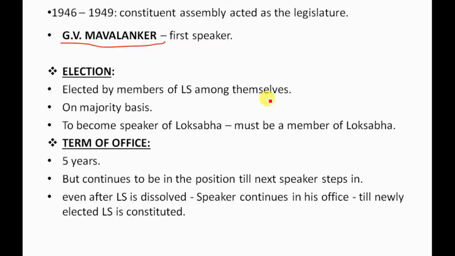Next, coming to the election of the speaker: basically, the speaker is elected by the members of Lok Sabha among themselves only. Remember, now we are speaking about the Speaker of Lok Sabha only, not Rajya Sabha. We will discuss the Speaker of Rajya Sabha later, who is also called the chairperson. Now we are discussing the Speaker of Lok Sabha only.